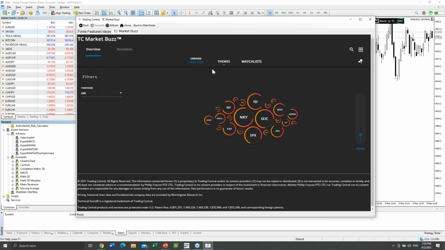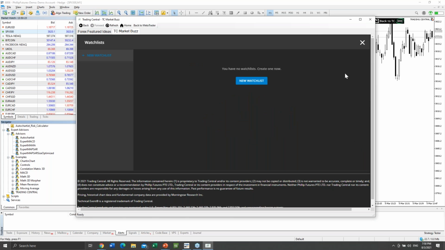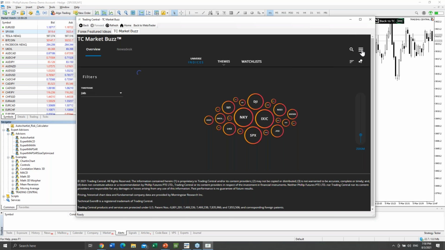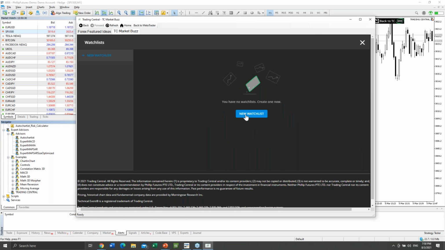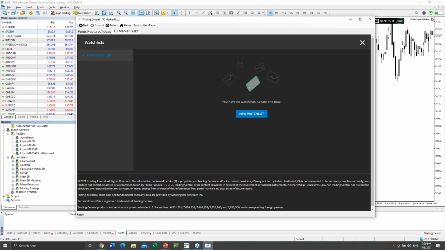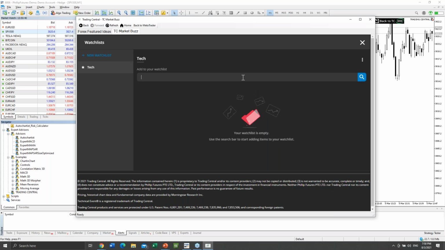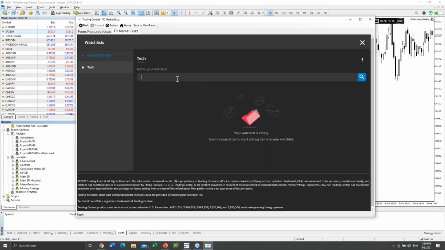So beyond this, I would like to move into customization. What we may like to know is how you can create a watch list of your own. So simply go to what I did, under the three lines in the top right hand corner, open watch list and select watch list. So here you can create a watch list of your own. Say I would like to create a tag list. So under tag, I can add my own products that I want to see.